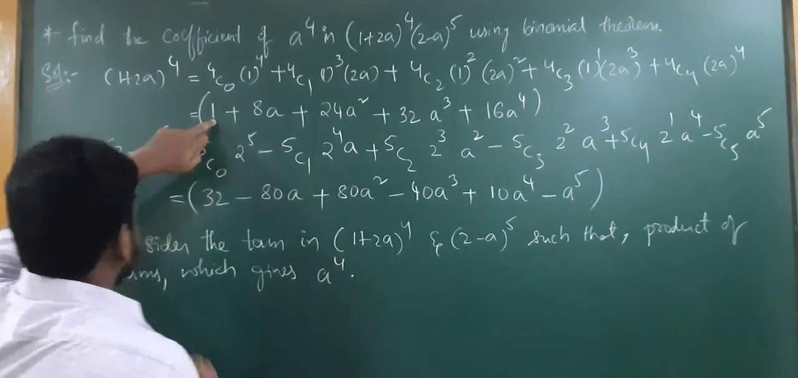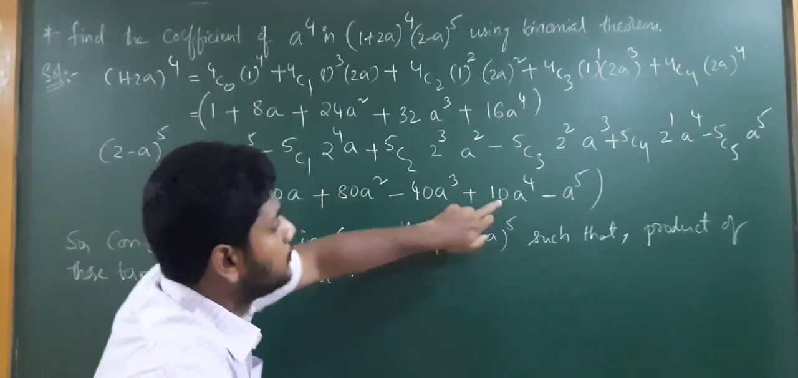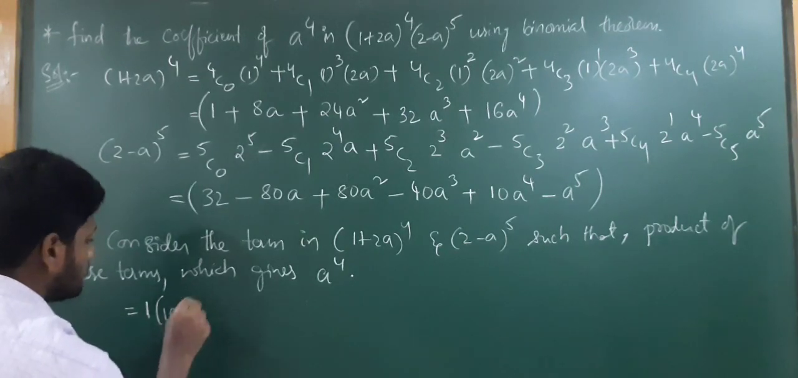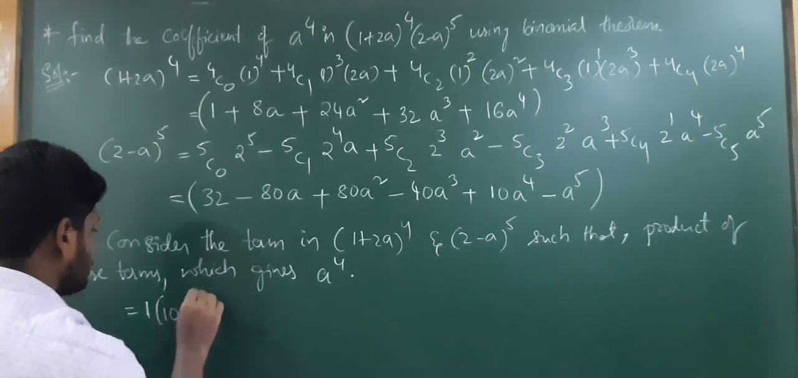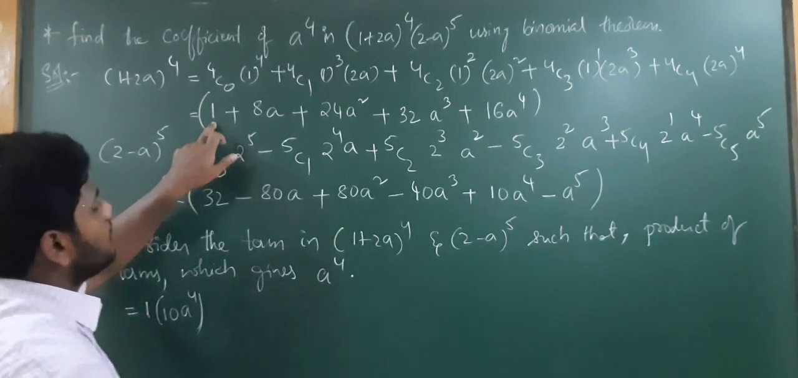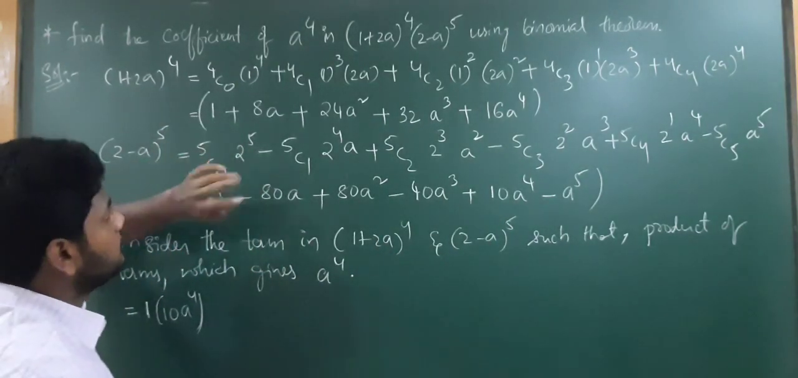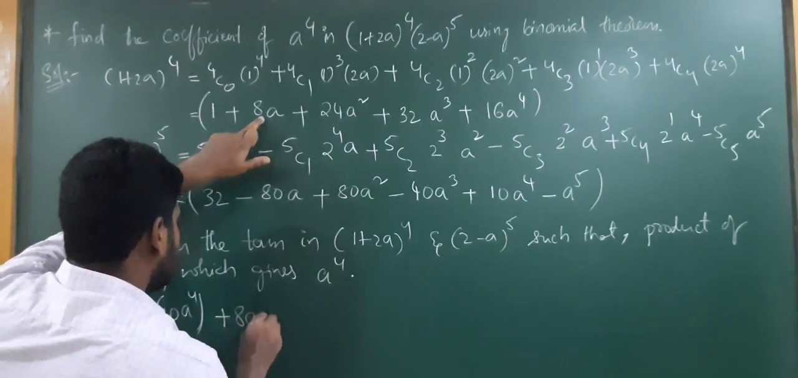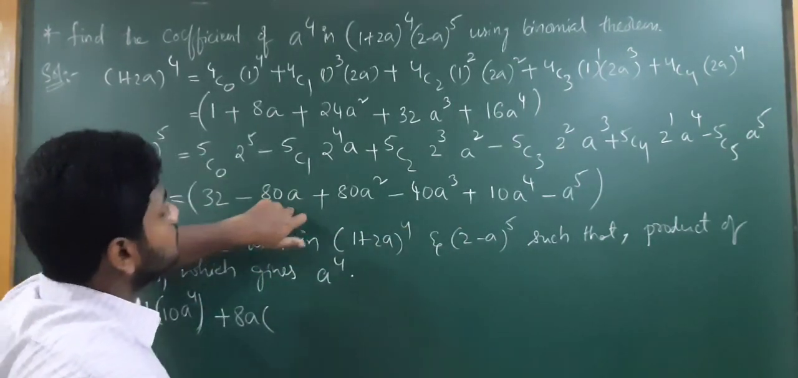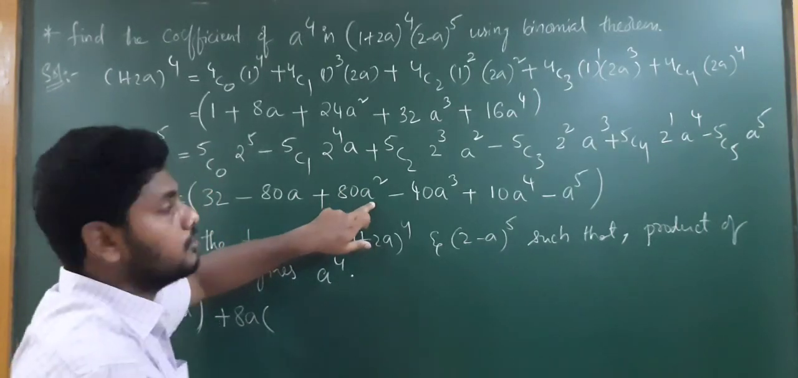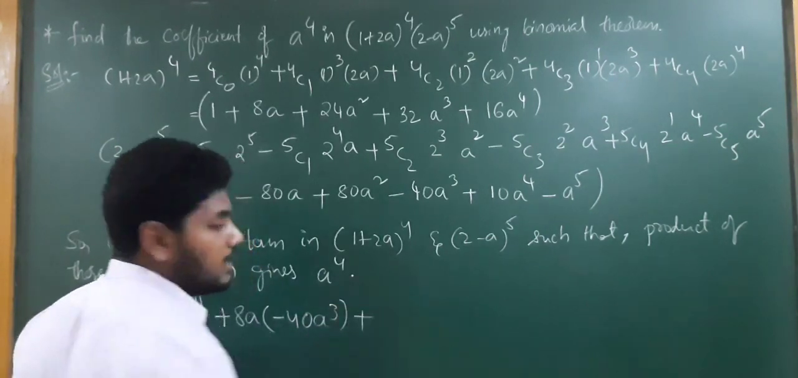So if we take 1, into which term if we multiply will we get a to the power of 4? 1 into 10a to the power of 4, that is 10a^4. If we multiply 1 with any other term except this, we won't get a to the power of 4. Next, with 8a, 8a into which term will give a to the power of 4? Not this one, not this one, because a into a square is a cube, we won't get a power 4. So 8a into minus 40a cube, only that gives a to the power of 4.